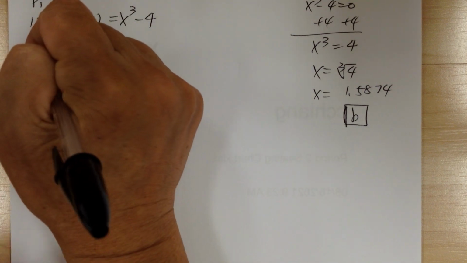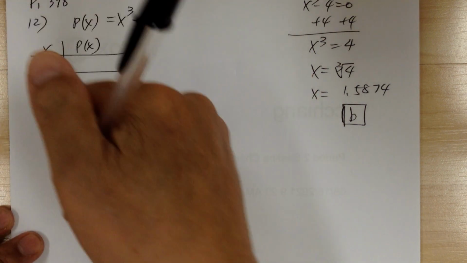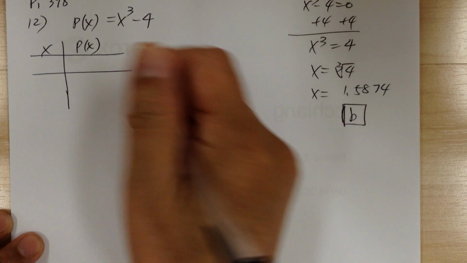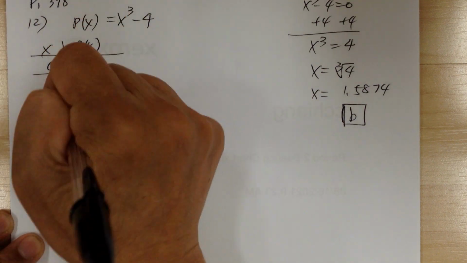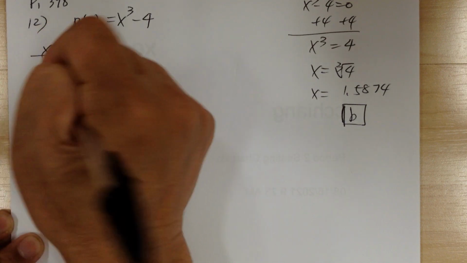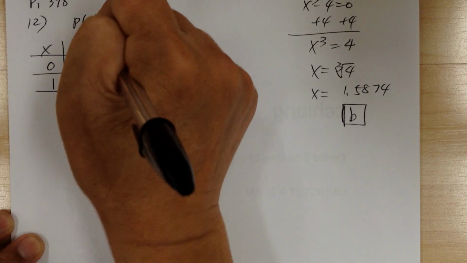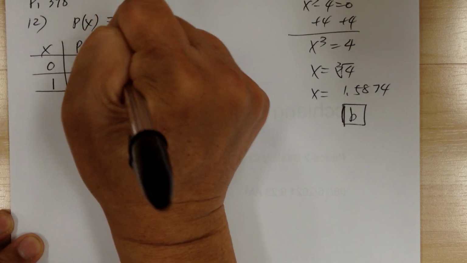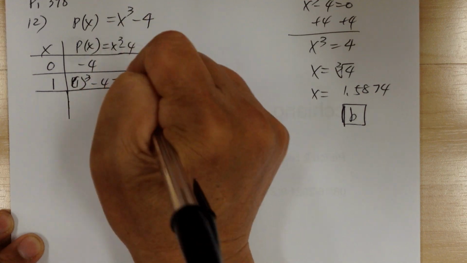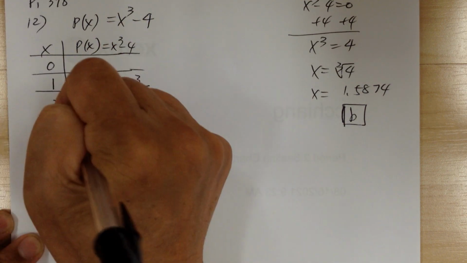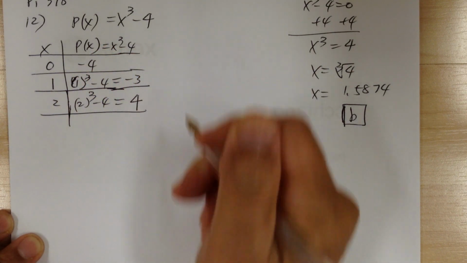So you start with, they kind of give you a clue, it tells you it's going to be between 1 and 2. But let's say you don't know anything. If x equals 0, you put 0 in here, you're going to get negative 4. And then you go 1, so you're going to get 1 to the 3 minus 4, and so you're going to get negative 3. And if you go 2, you're going to get 2 to the 3 minus 4, you get 4.